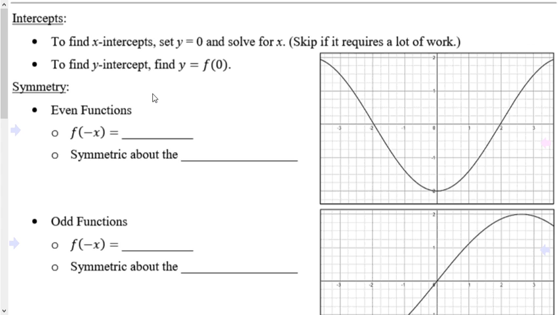An even function is defined by this first bullet. If I can replace the x's in my function and the result is exactly the same as if I don't have a negative x, then we call it an even function. In other words, it's symmetric about the y-axis. So here we have an example of an even function.